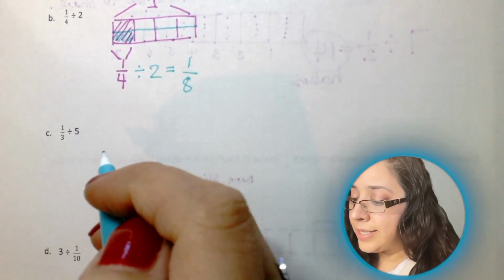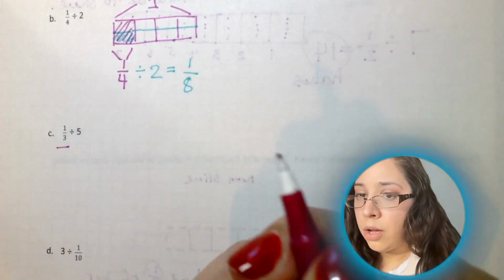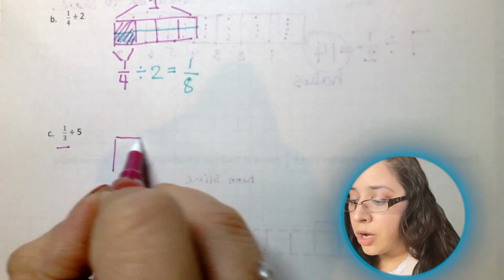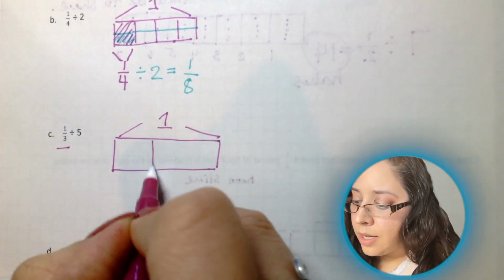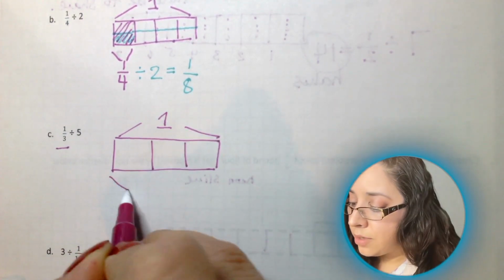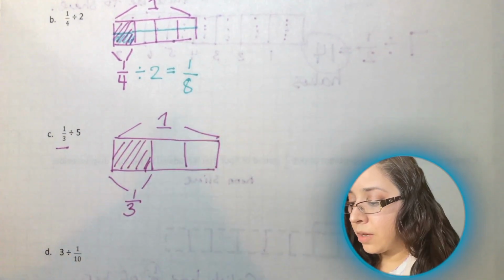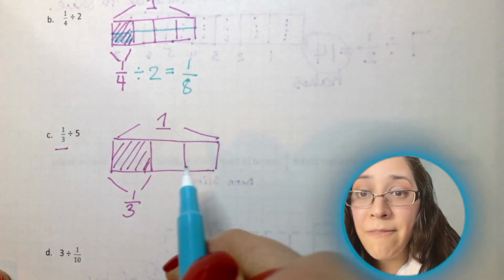All right, let's do this next one. So we've got 1/3 divided by 5. What do you notice? We're starting with a fraction. So I'm going to draw my fraction. I'm going to draw my whole first, and then my thirds. So I'm looking at this 1/3 section. What are we doing to our thirds? We are dividing it by 5.